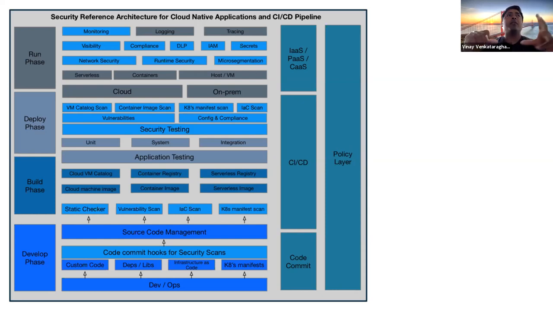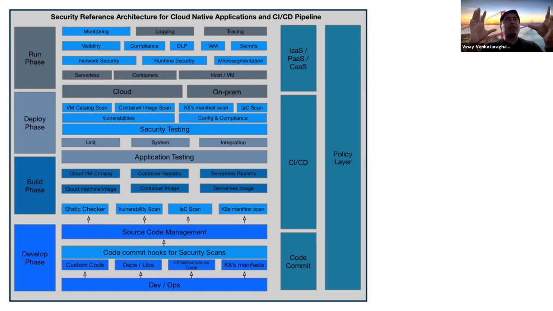And then obviously in the run phase, which is either in your cloud or your on-prem across different asset classes, if you will, which is serverless, containers, host VMs, you need network security, you need runtime security, you need the capabilities for micro-segmentation, visibility, monitoring, logging, tracing. So all of these are fundamental infrastructural components that are absolutely necessary in order to run cloud-native applications, which are once again characterized by scale and numbers and highly ephemeral characteristics.